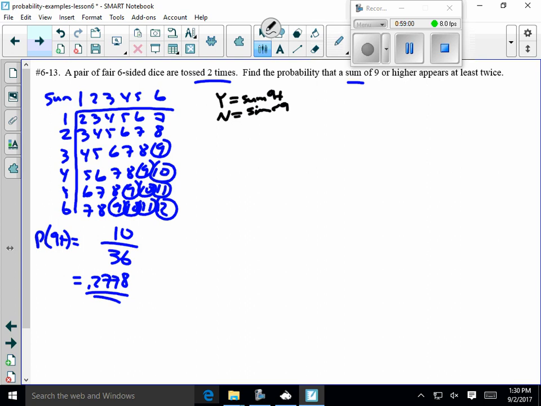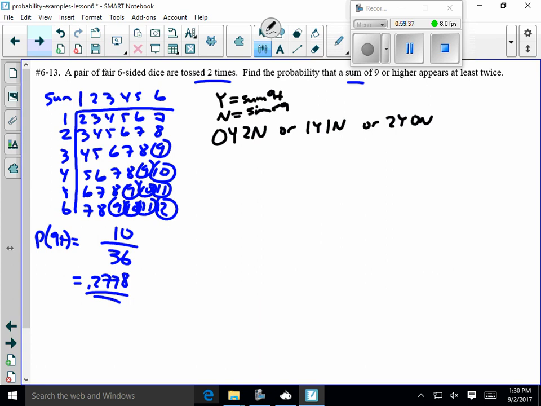Okay? So what could happen if I toss the dice twice? I could have 0 of the tosses be yes, 2 times, yeah, right? Or both of them could be no, right? Or I could have that one of the times I tossed was yes, and one of them was no. In other words, I got a sum of 9 or higher the first time, but I didn't get a sum of 9 or higher the second time. Or I could have 2 of them are yes, and none of them are no. Both of the times they could be a sum of 9 or higher.